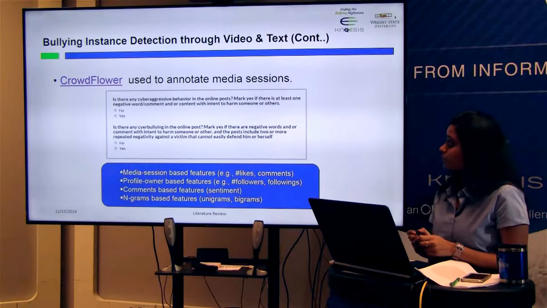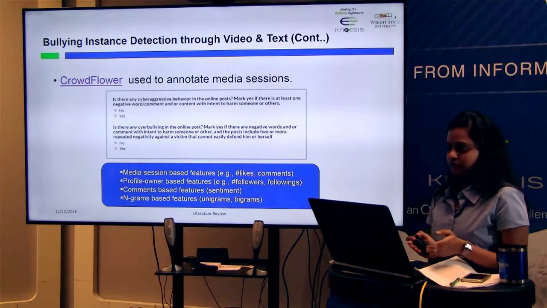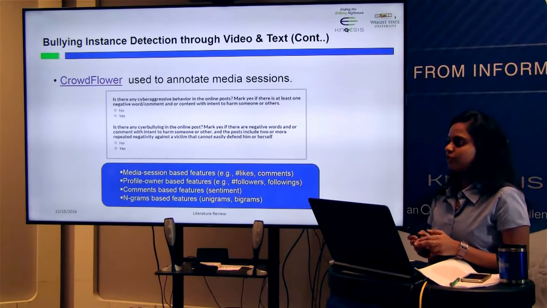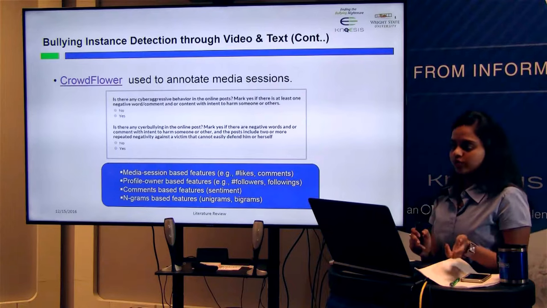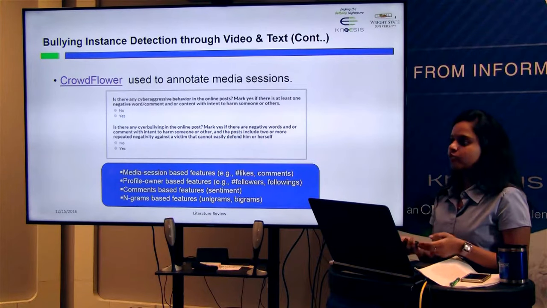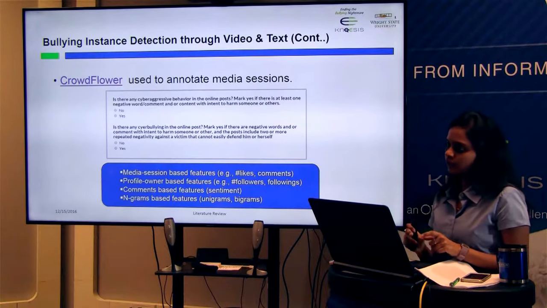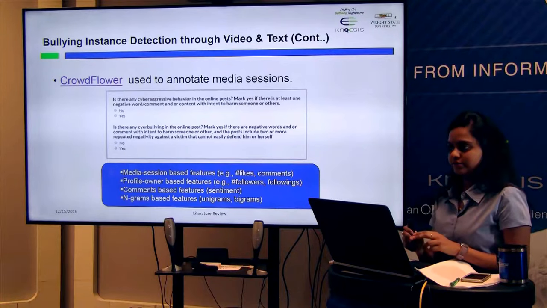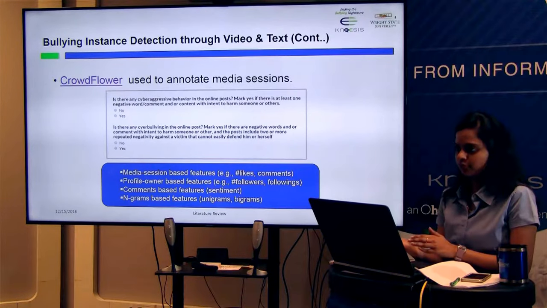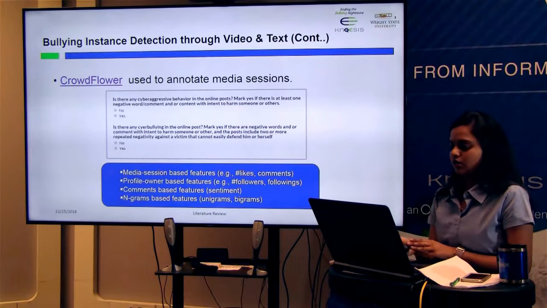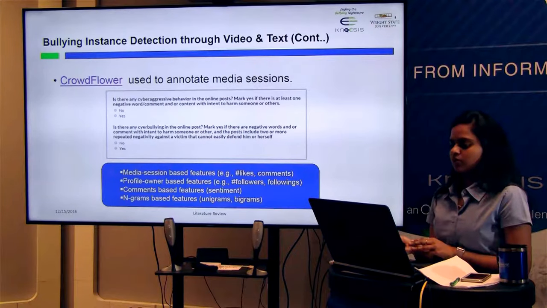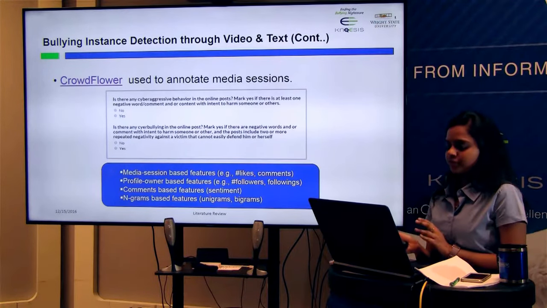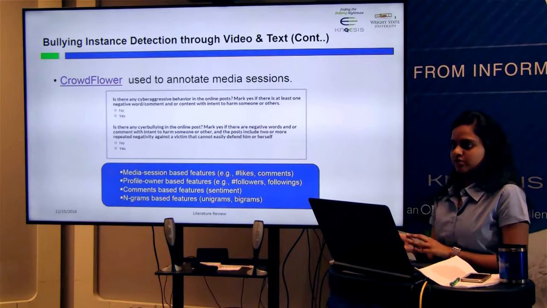But our work is different from their work, where we use comments to detect offensive videos. They used videos along with comments to find the cyberbullying instances, whether there are any cyberbullying instances or not. So these are some of the previous works on video sharing websites and also on YouTube.